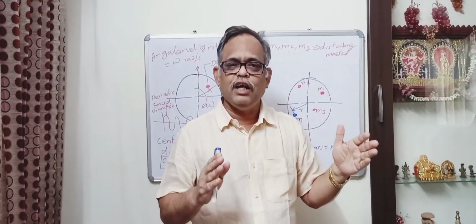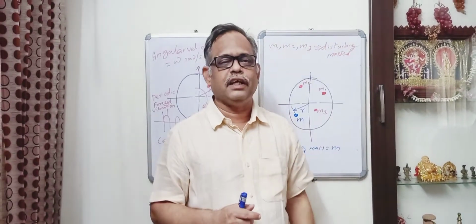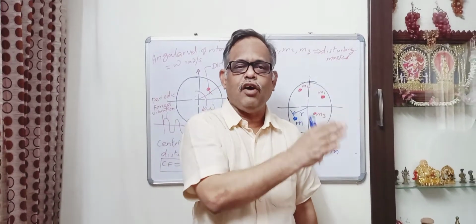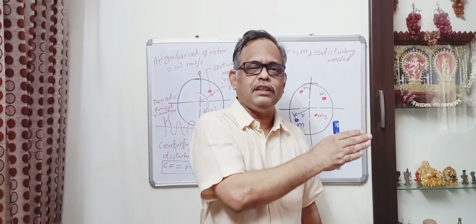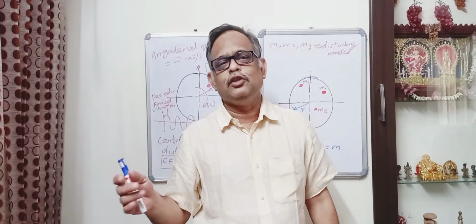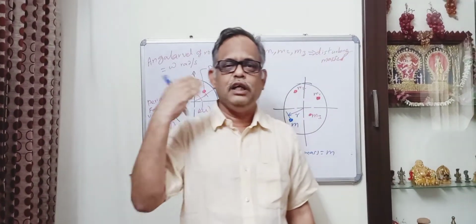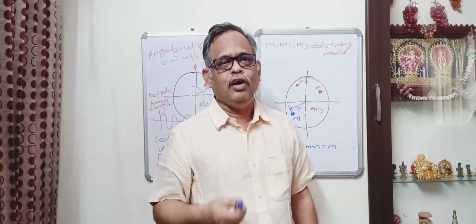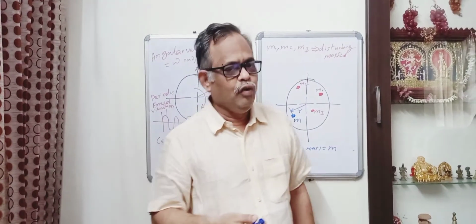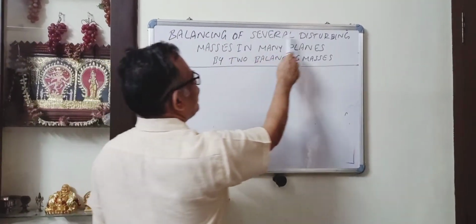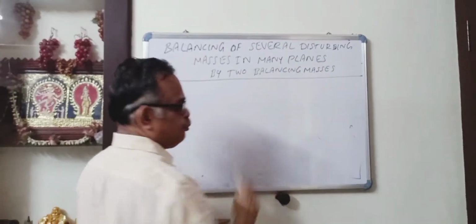All these things can be balanced by only two masses rotating at convenient planes, right? We can do that, right? Such a thing is the case of balancing of several masses rotating in different planes with the help of two balancing masses, right? That will be the extreme case, the ultimate case, right? The case where several disturbing masses in many planes are balanced by two balancing masses.